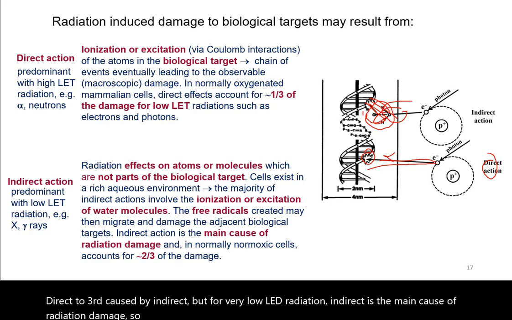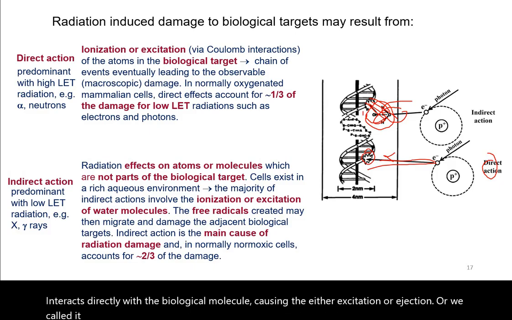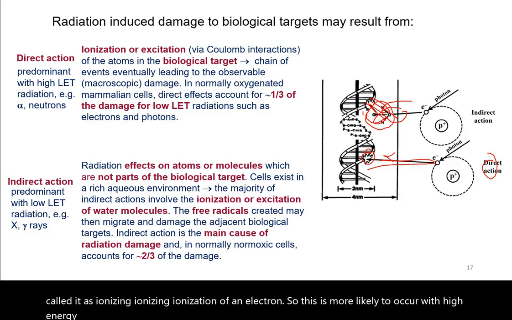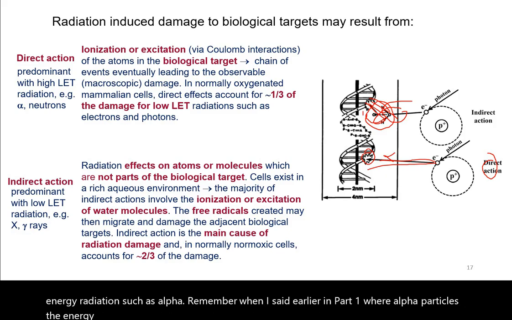So if we look into direct ionization, it occurs when the ionizing radiation interacts directly with the biological molecule, causing either excitation or ejection, or what we call ionization, of an electron. So this is more likely to occur with high energy radiation such as alpha. Remember when I said earlier in part 1, where for alpha particles, the energy is in the range of MeV.